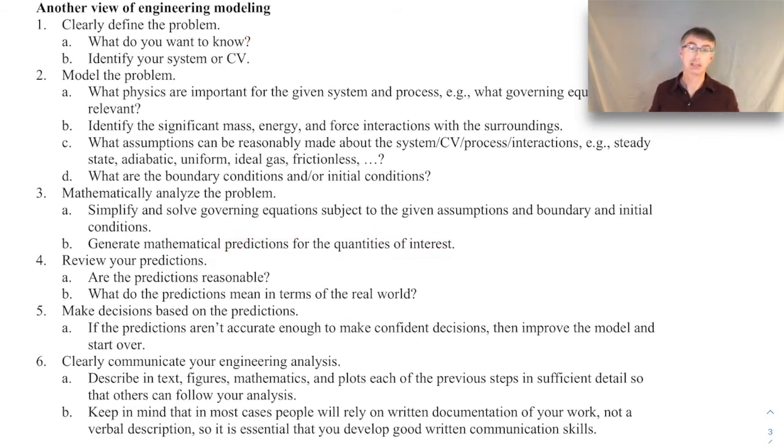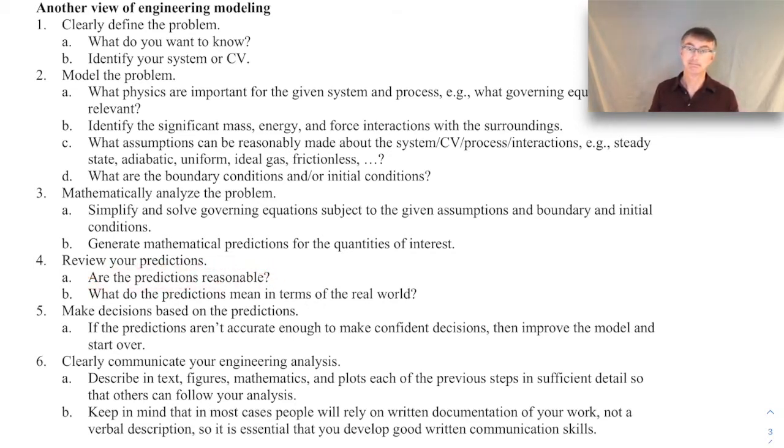Okay, so we might predict, how much energy has been transferred, what acceleration do we expect to get, how much time does it take to complete some process. Those are the predictions we're looking for. Once we have those predictions, one of the first things you want to do is ask yourself, are they reasonable?